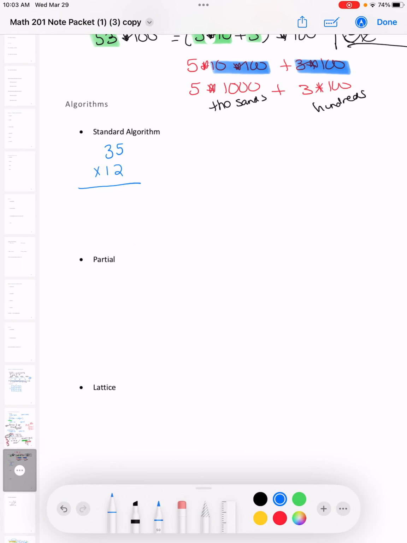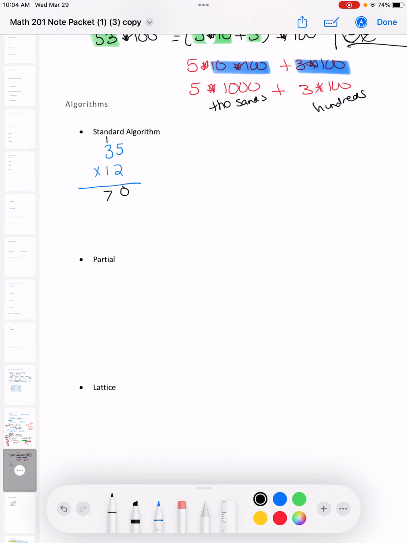So we start with that 2 that's in the ones place, and we're going to multiply 2 times 5, and that's going to give me 10. And I have to carry that 1 and then put the 0 down below. Now I'm going to keep with that 2 in the ones place, but I'm going to multiply 2 times 3 and add the 1. So 2 times 3 is 6, plus 1 is 7.